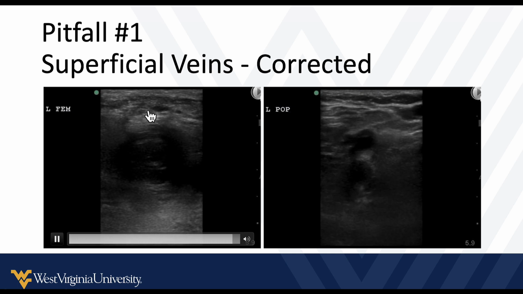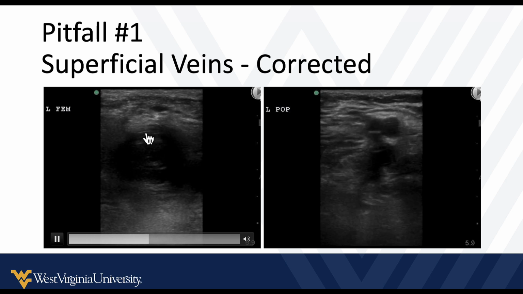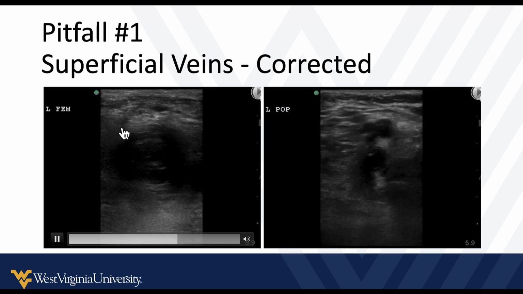So these are the same studies, only with the depth corrected. Those little superficial veins are barely visible when we get adequate depth. And the artery, I believe the artery is here. It's not super clearly seen, but this is a giant dilated vein full of acute thrombus that would have been missed if you just focused at this superficial depth and those superficial veins.